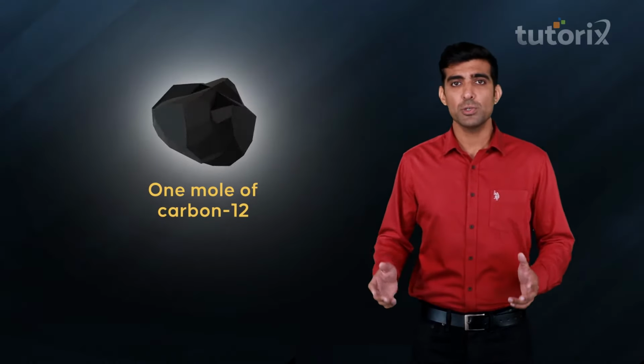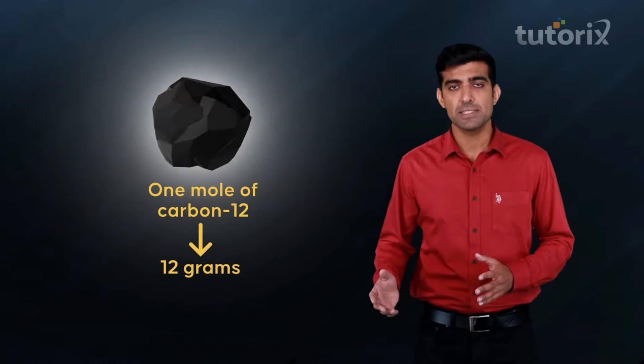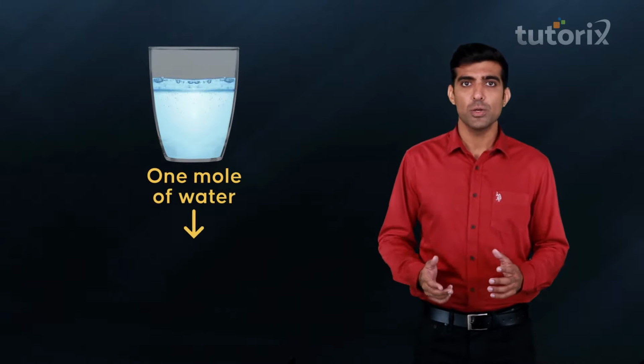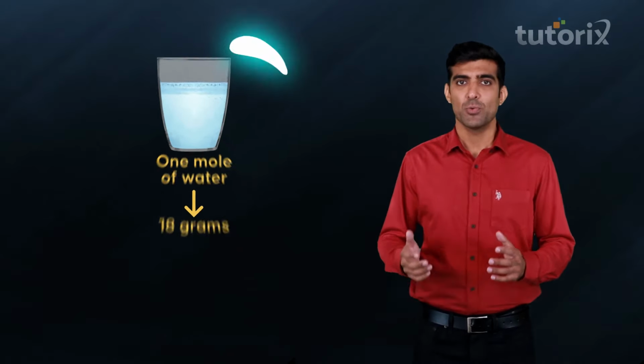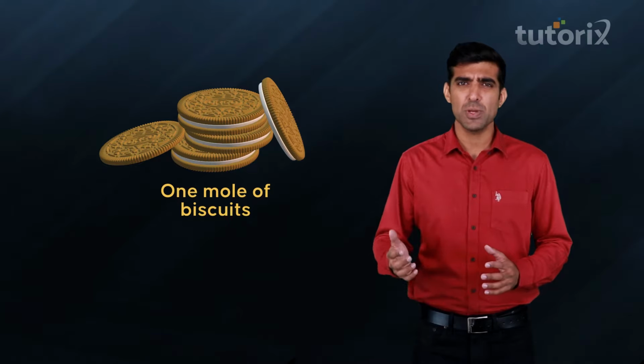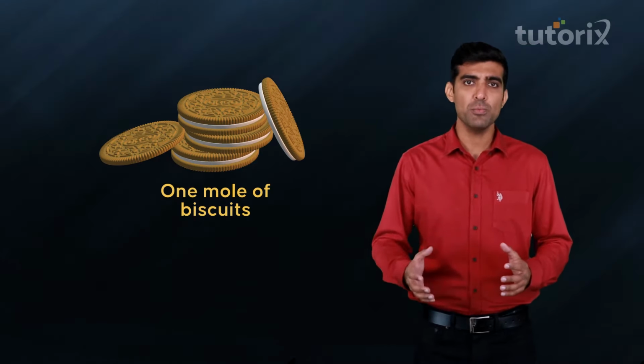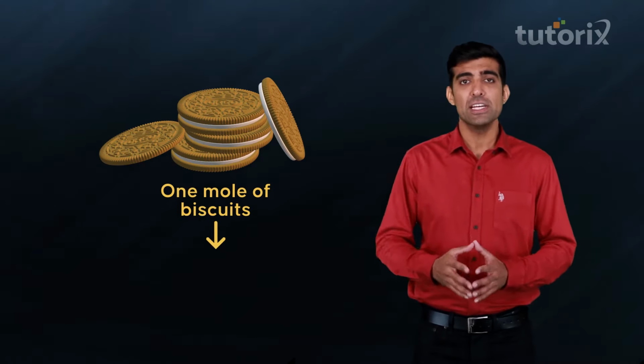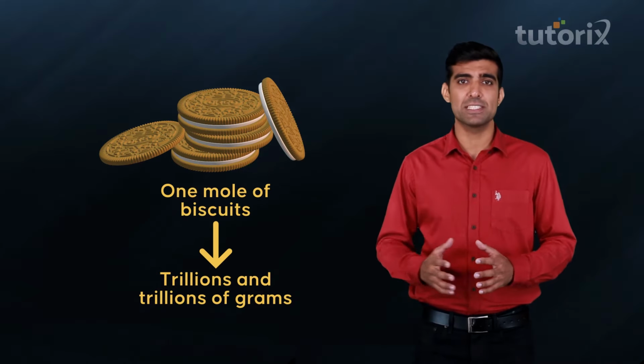It is quite obvious that the mass of each mole is different because the mass of each particle is different. 1 mole of carbon 12 weighs 12 grams. 1 mole of water weighs 18 grams. 1 mole of biscuits, well, if just the biscuit weighs over a gram, then 1 mole of biscuits will weigh trillions and trillions of grams.